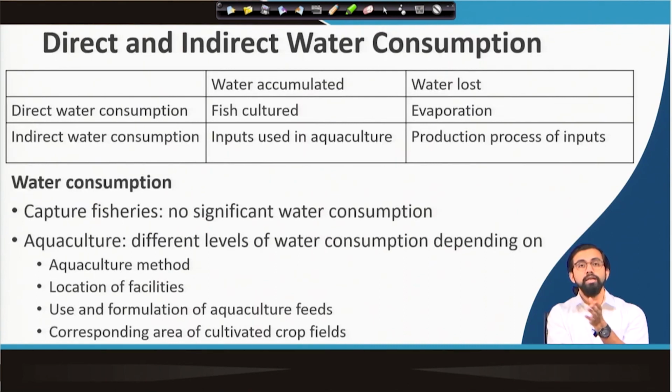So, what are the direct or indirect water consumptions? The direct water consumptions are for the fish cultures, and also the evaporation, which actually causes the water loss. Indirect water consumptions are in terms of the water accumulated in the inputs used in aquaculture, and the water lost during the production process of the inputs.